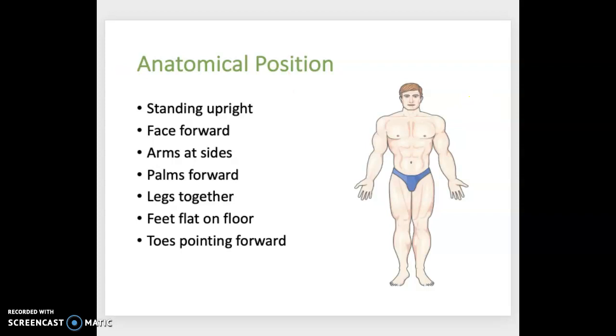So we'll go through some of the terms that describe areas of the body. And we'll start with just what anatomical position is. This is the standard position used to allow for accurate anatomical study. And it's always the same. It always involves an individual standing upright, facing forward, arms at their sides, palms forward, legs together, feet are flat on the floor, and toes are pointing forward.